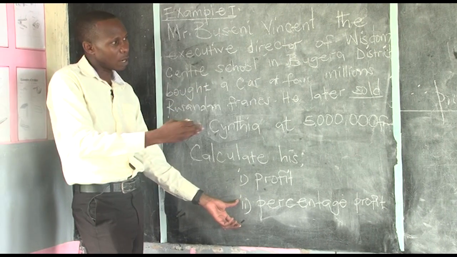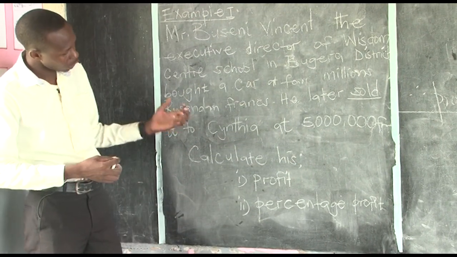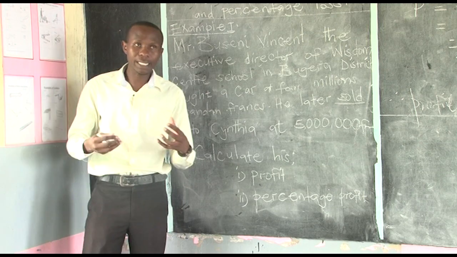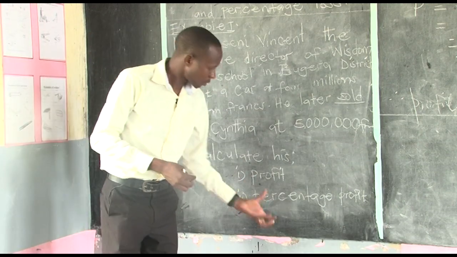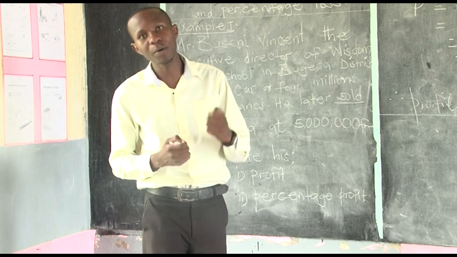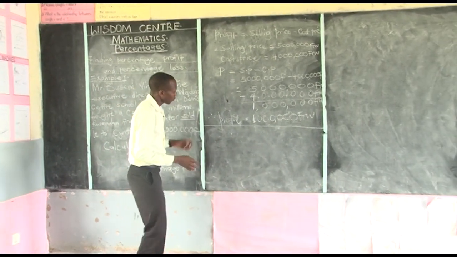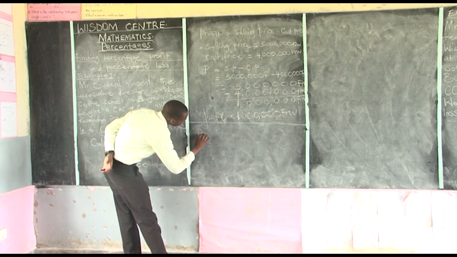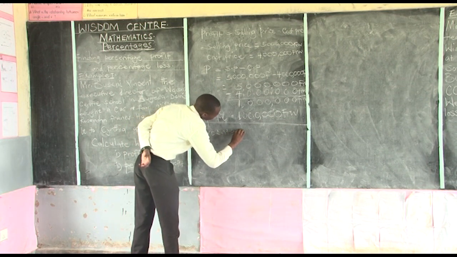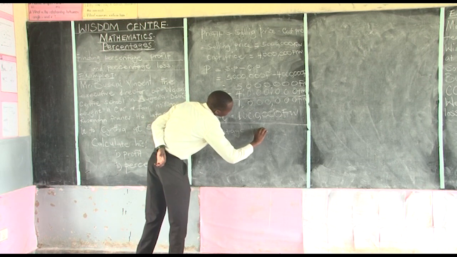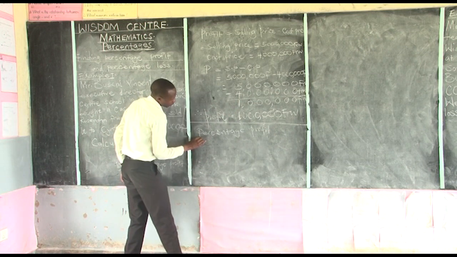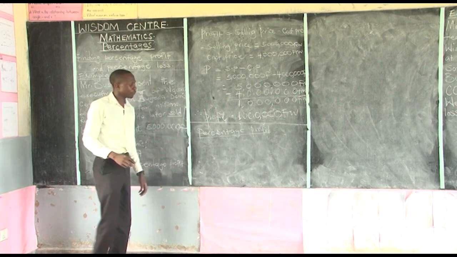That was part A. Now we need to come to part B or Roman 2. It was the first one, finding profit was Roman 1. So we go to the second Roman, that is Roman 2, saying, percentage profit. They want us to calculate the percentage profit. How are we going to calculate percentage profit? We want to look at percentage profit.